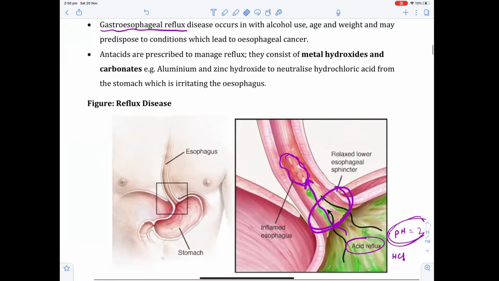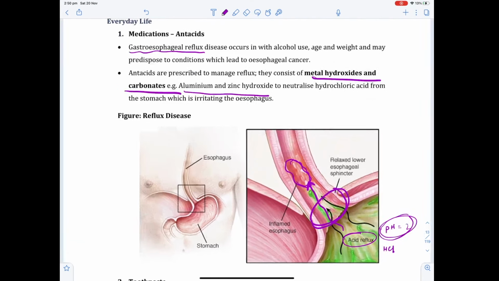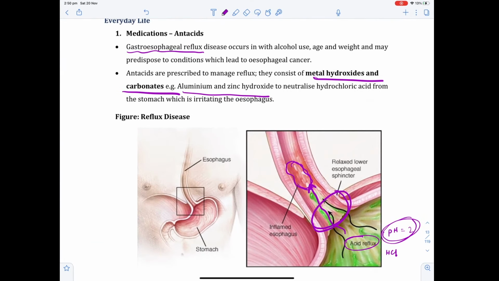Antacids, just remember they contain metal hydroxides and carbonates. Possibly have one that you remember. I just remember calcium oxide. You can remember aluminium or zinc hydroxide if you'd like. Any questions about reflux disease? You don't need to go into the medicine, don't need to talk about sphincters, just mention reflux disease is managed with antacids, which neutralize the stomach hydrochloric acid.